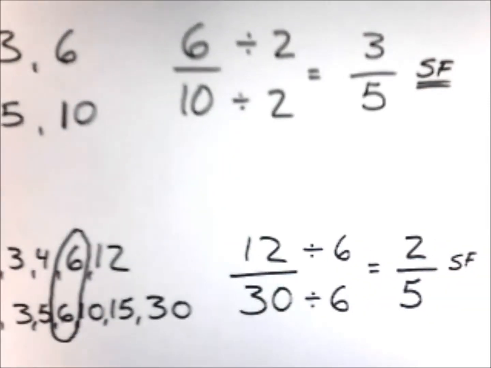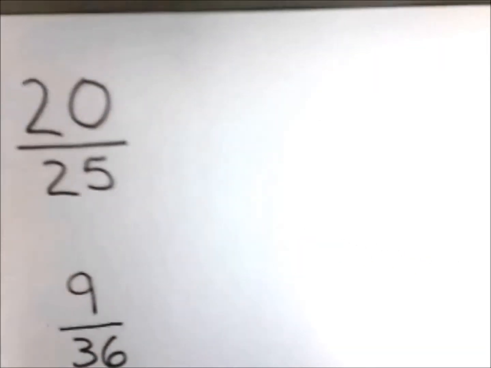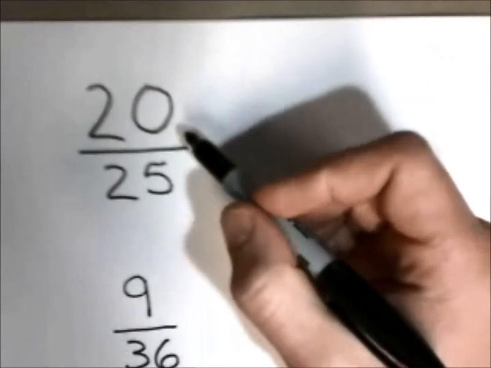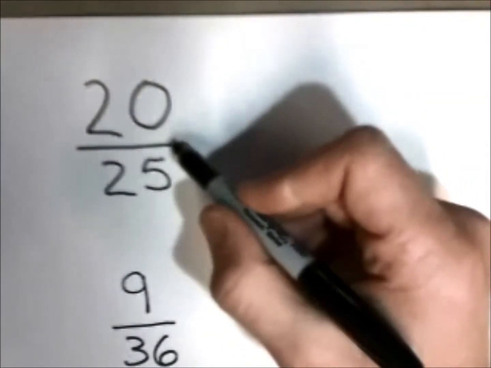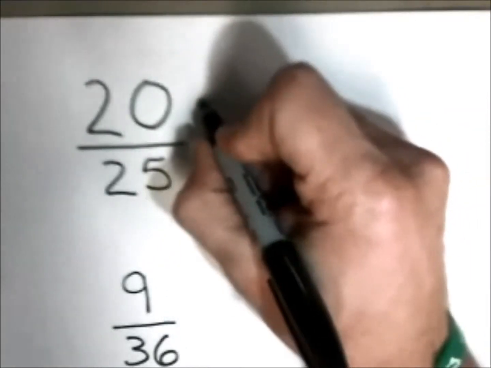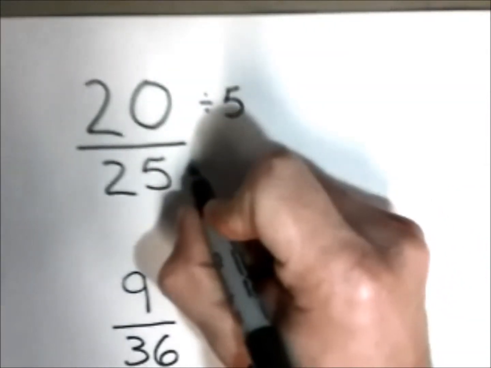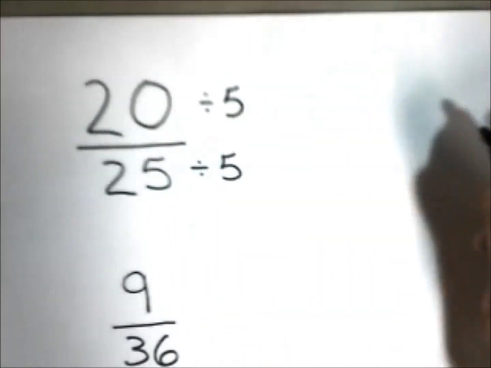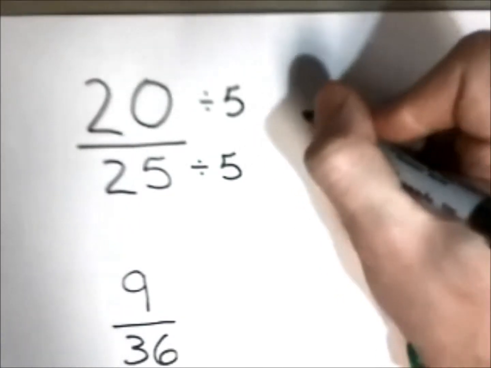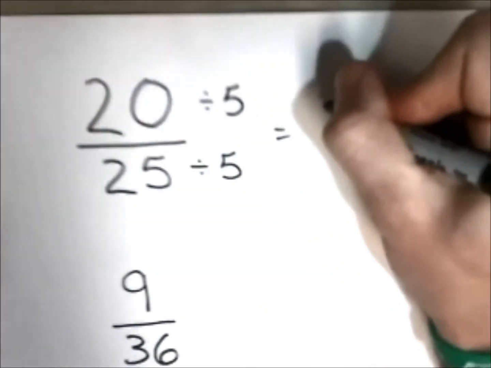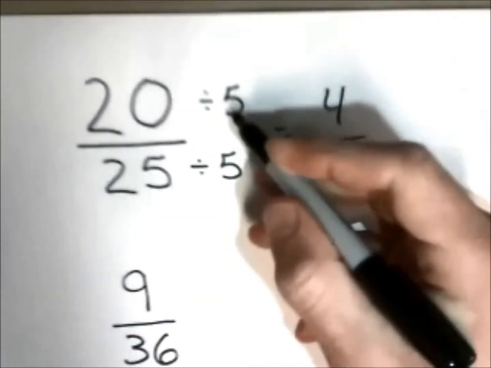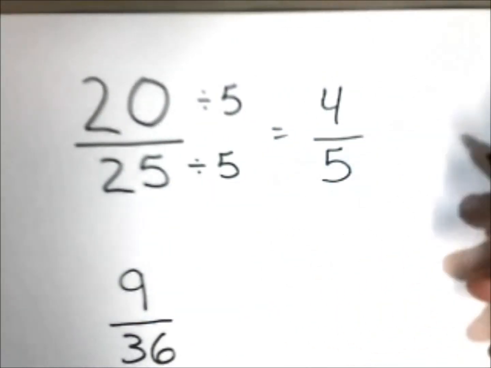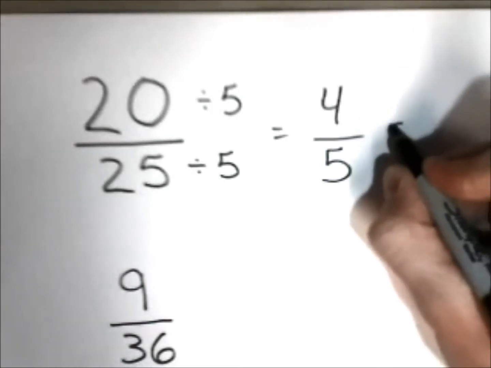Now there are a couple instances where finding simplest form is just easy. Let's take 20/25 for example. Looking at this, we know that both of these numbers are divisible by 5. So we're going to take 5 as our divisor, our GCF if you will. 5 goes into 20 4 times, and 5 goes into 25 5 times. Same to the bottom as the top. 4/5 is 20/25 in simplest form.